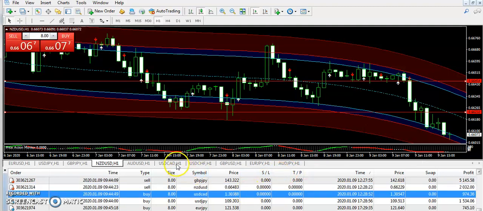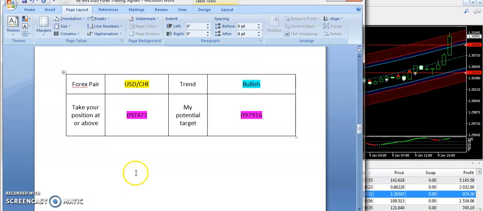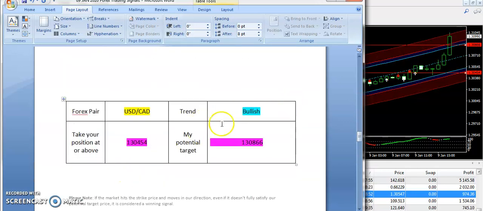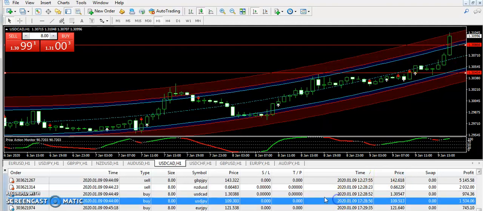Next, we are going to talk about the USD CAD, and I'm going to take you towards the signals report. So USD Canadian dollar with a bullish signal from 130454 and 130866 is the target price. And guys, you can see we have a very good sound upward trend on USD Canadian dollar, and it has finally hit the target price with no problem. So congratulations to our traders. If you have traded this one, then you must be in profits.